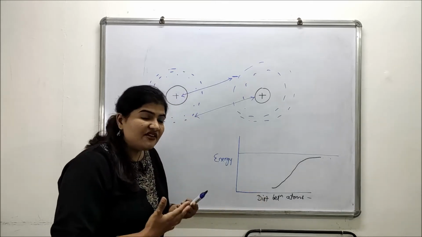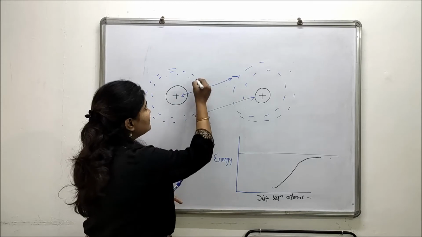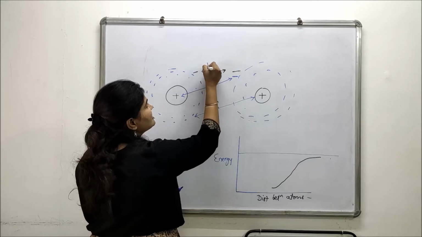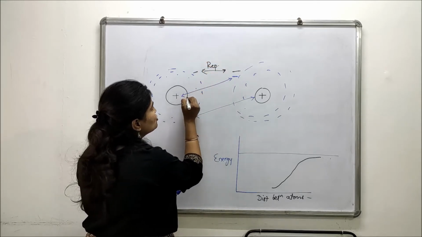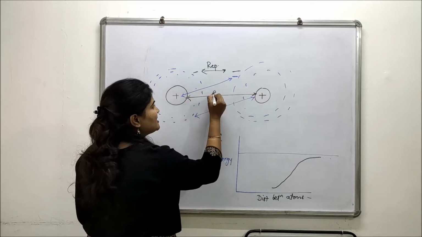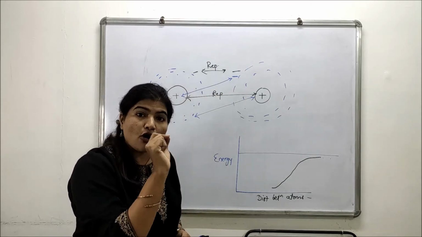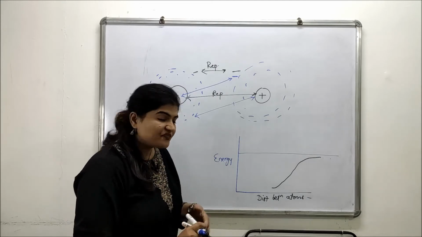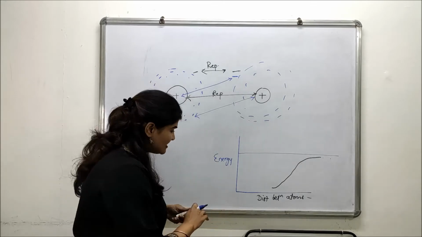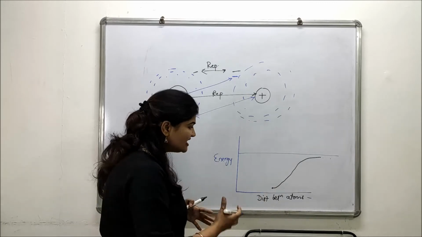And then what happens? If the atoms try to come even closer than that distance, then these electrons, which are negatively charged, start to develop repulsive forces. And then these two nuclei will also start to repel each other. Repulsive forces start to build up. So there is a specific distance, an optimum distance we may say, at which the attractive forces are maximum and the repulsive forces are balanced. This is the point.